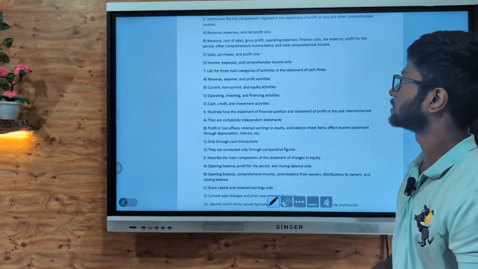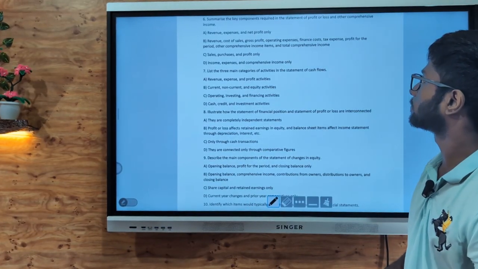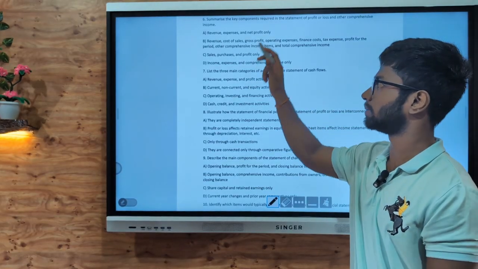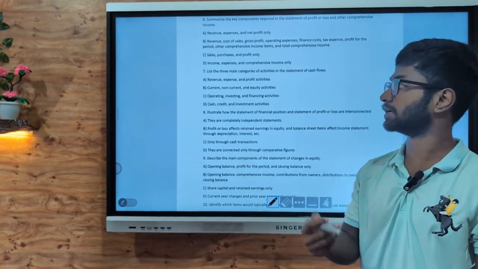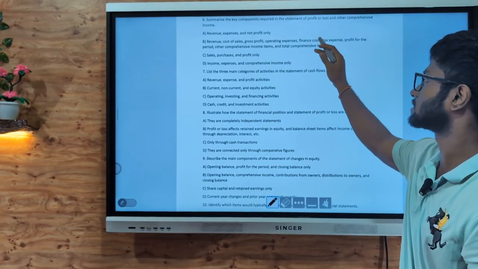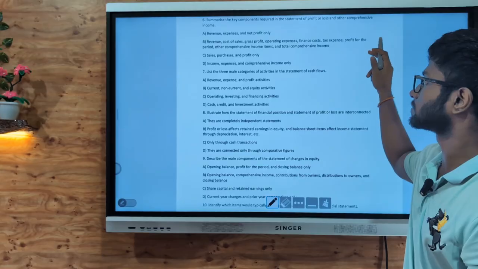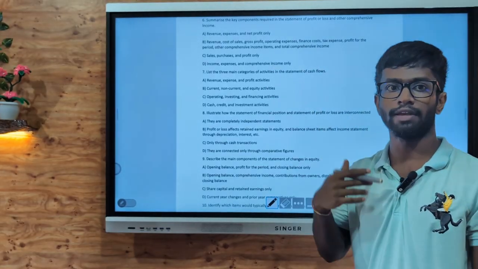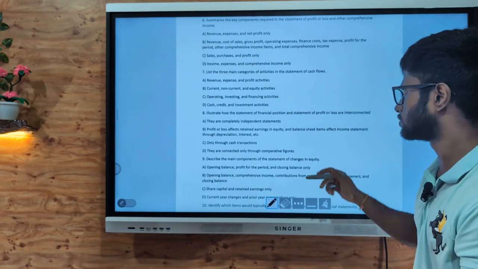Summarize the key components required in the financial statement of profit or loss and other comprehensive income. So revenue, expenses, net profit. No, there are more items that could be included. Revenue, cost of sales, gross profit, operating expenses, finance cost, tax expense, profit for the period, other comprehensive income, total comprehensive income. That includes everything, right? So that should be the answer there.